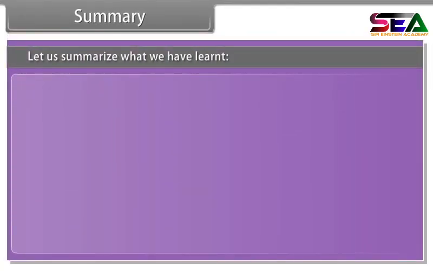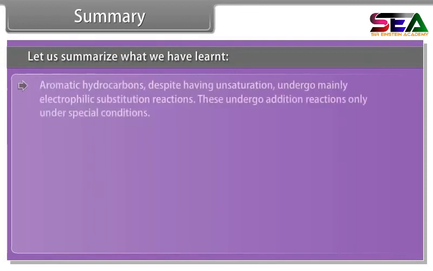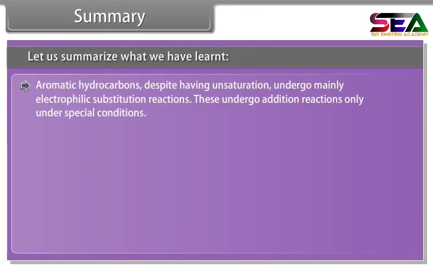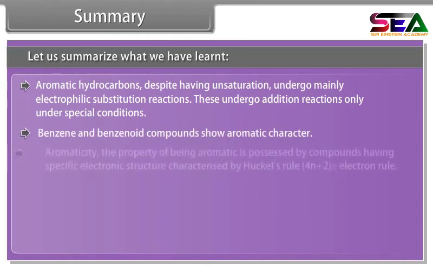Summary. Let us summarize what we have learned. Aromatic hydrocarbons, despite having unsaturation, undergo mainly electrophilic substitution reactions. These undergo addition reactions only under special conditions. Benzene and benzenoid compounds show aromatic character.